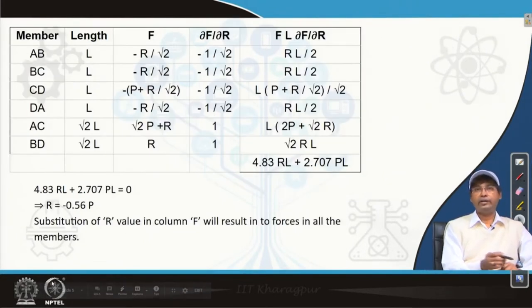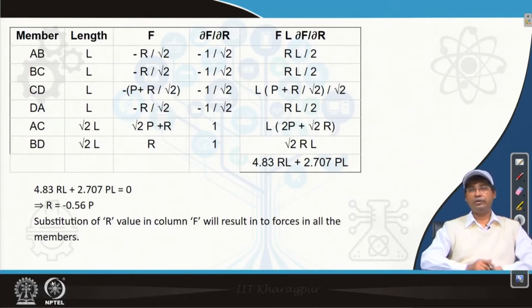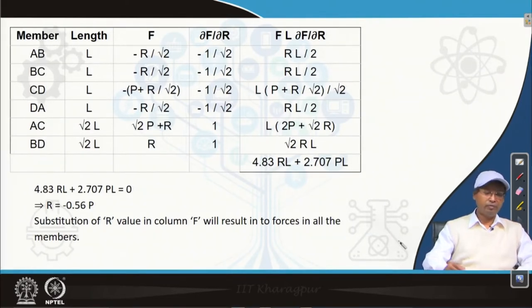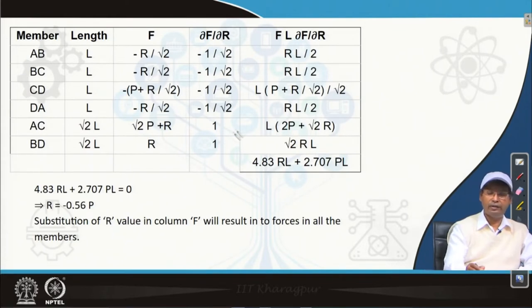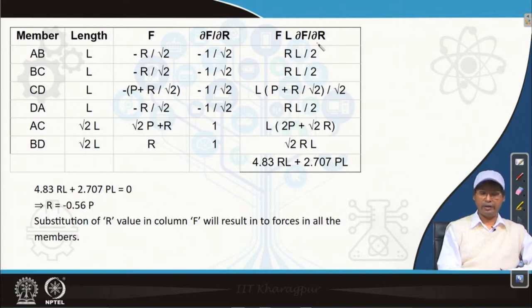So, with that understanding, following the procedure of tables for solving this type of problems, truss problems, we are quite familiar with the process. What we will do, we will try to find out the deflection, or the equation in that particular member, as given in the previous page. So, the components F, del F by del R, and F L del F by del R, all these components are calculated.